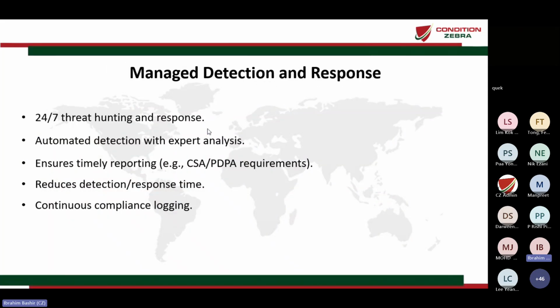And then lastly is continuous compliance logging. Almost all the compliance requirements and standards will require logging, or log recording. You need to save or store the logs for a certain period. So we are helping you comply with that using our MDR.